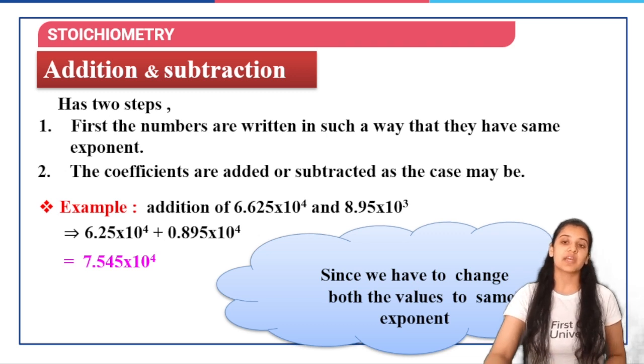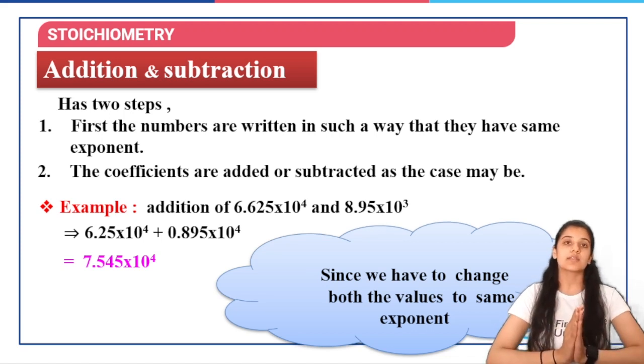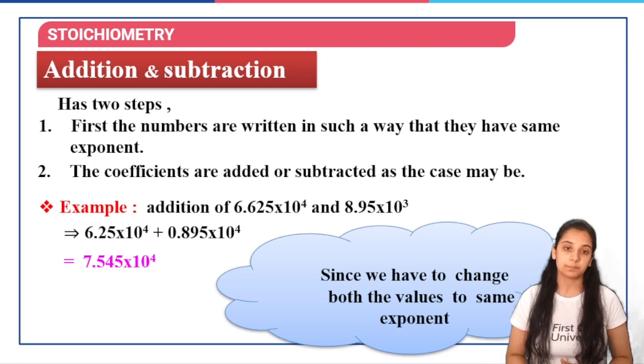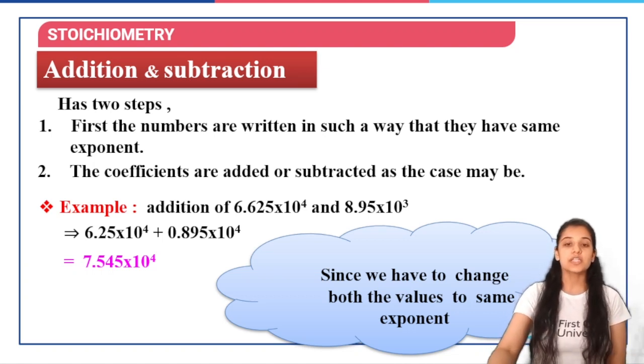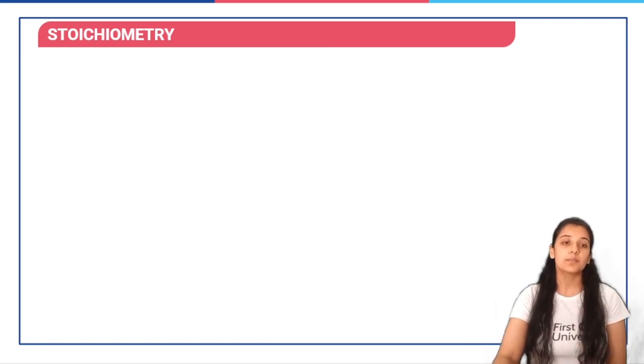So in order to save time, always prefer the conversion, which is going to make your work easier. That is where you can directly get the answer in the scientific notation. You do not have to move the decimal place again. Okay. So since we have to change both the values to the same exponent, this is how we proceed.